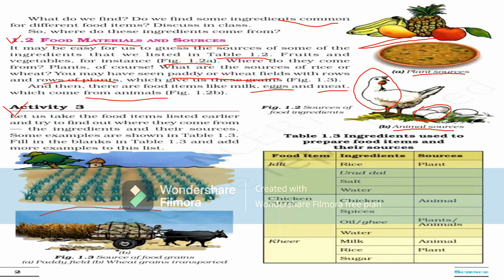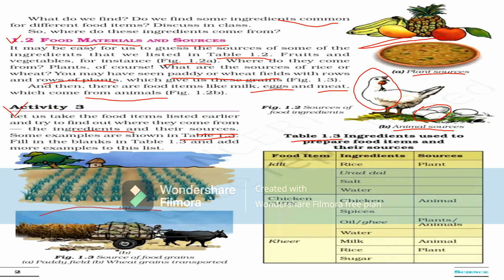Okay, next, moving towards activity 3. Let us take the food items listed earlier. We have listed some food items, right? So in 1.2, take some food items and try to find out where they come from, the ingredients and their sources. We listed them in 1.2, right? So take the food items and ingredients and ask your friends or take information from the elders about where they came from. Okay, some examples are shown in table 1.3.